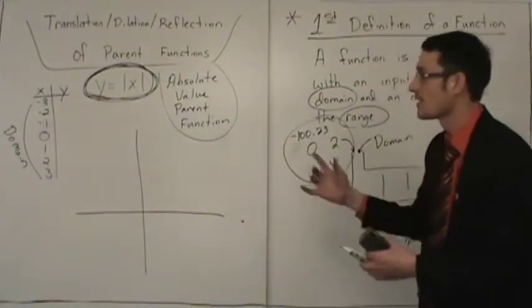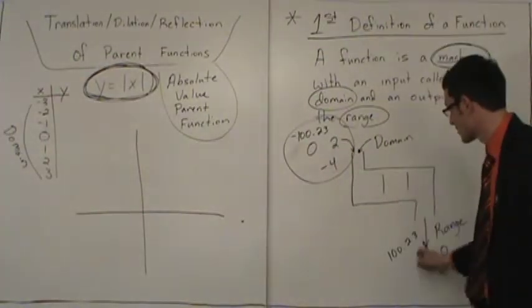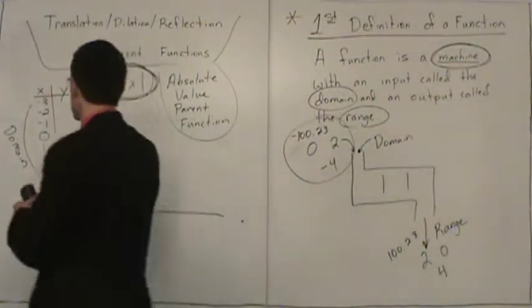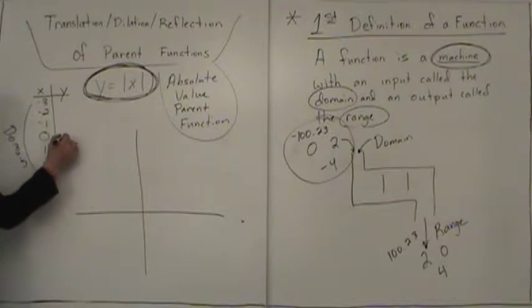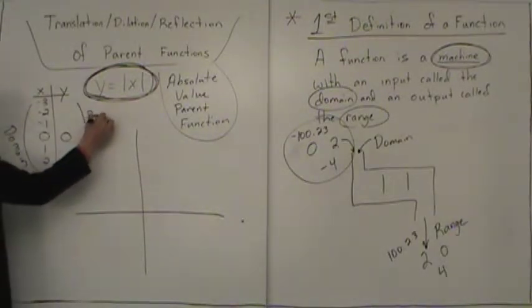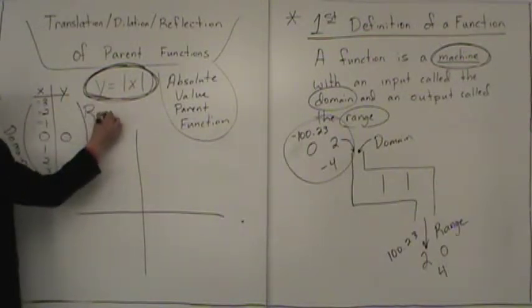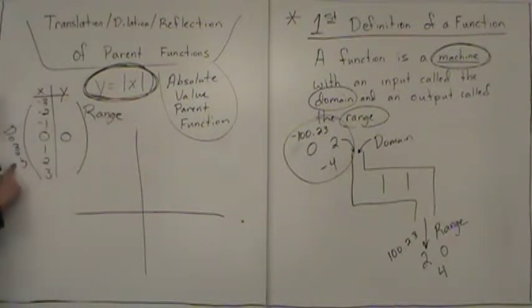So hopefully at this point you can follow. If we take 0 and put it into the machine, crunch, we get what? 0. So we put in 0. And what do we get back out? We get back out 0. Out here, these values are called the range. Here, let me write it bigger so you guys can see. This is the range. So output is range, input is domain.